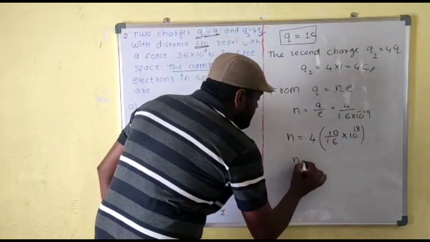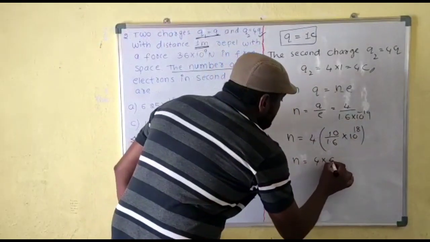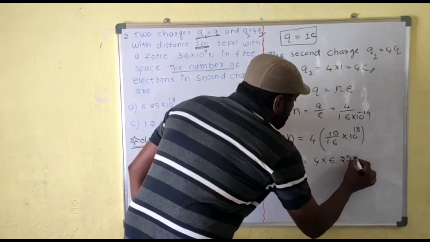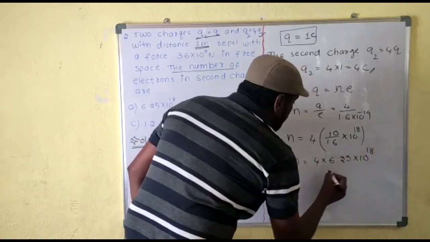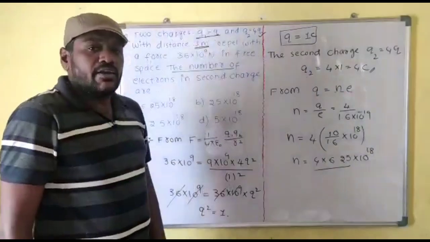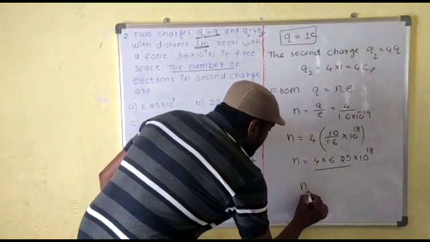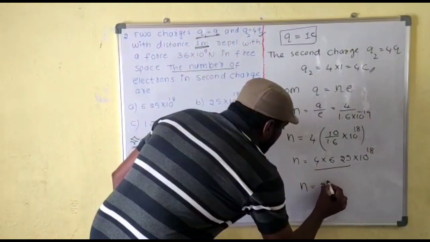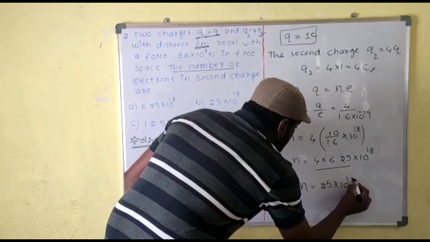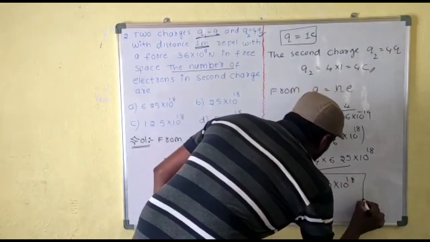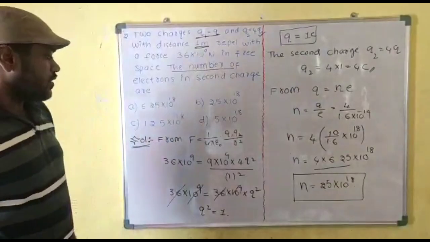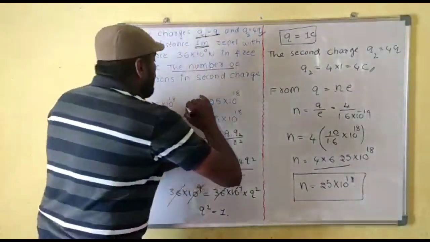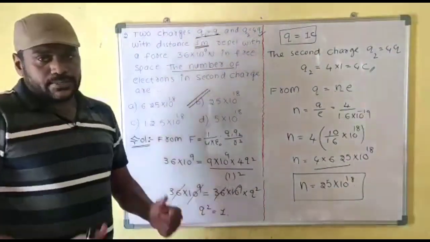Therefore N is equal to 4 into 6.25 into 10 power 18. Now 4 into 6.25 is nothing but 25. Therefore N is equal to 25 into 10 power 18. This is the number of electrons in the second charge. Therefore out of the 4 options, option B is the correct answer.